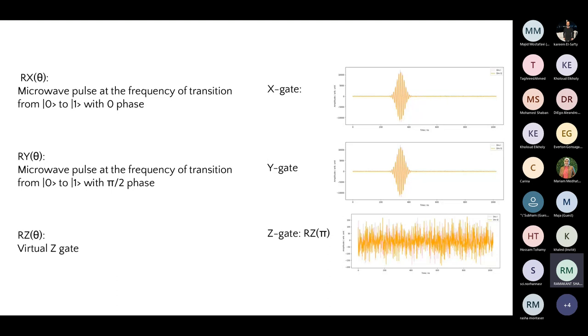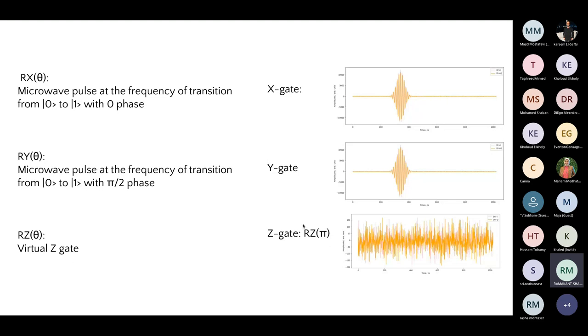X and Y, of course, are the rotation around the X and Y axis with a pi angle. Why? Because, for example, if you apply the X gate to the state zero, then you will move to the state one. So that's why we say that the X gate is a rotation around the X axis with the pi angle. So what about the Z gate?